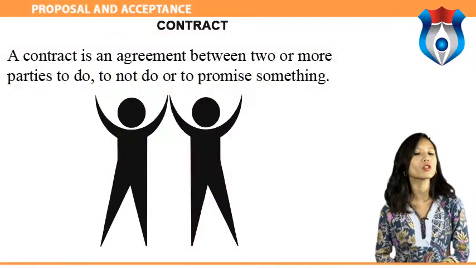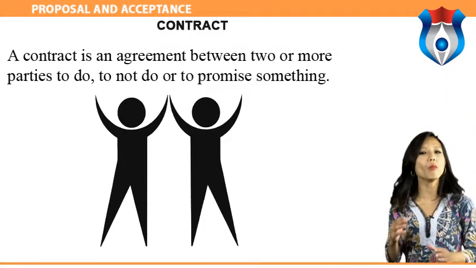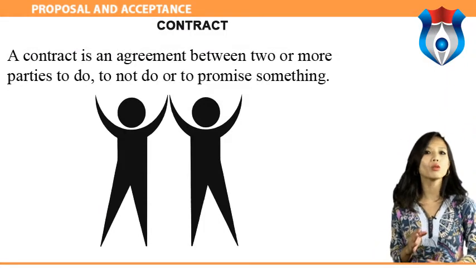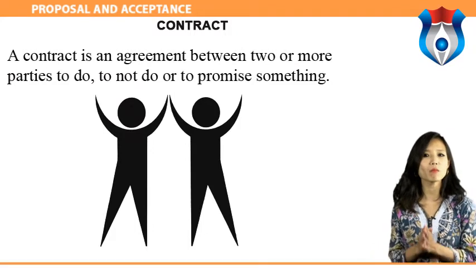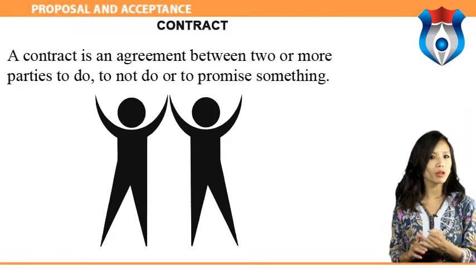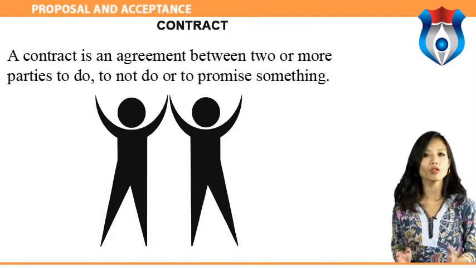Let us now discuss contract. A contract is an agreement between 2 or more parties to do, not do, or to promise something. Contracts can come in many forms: oral or written, implied or express, and legally enforceable or not.